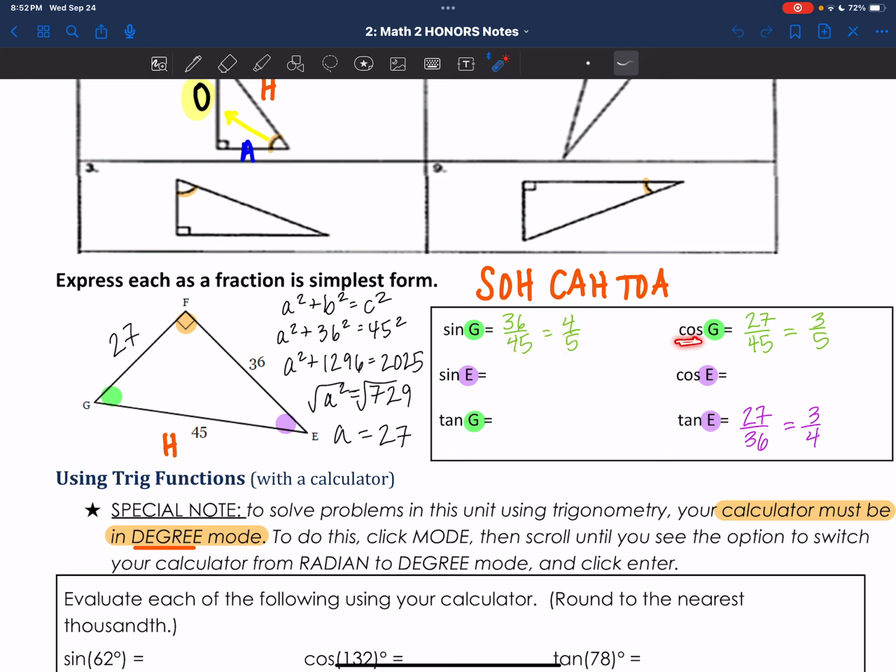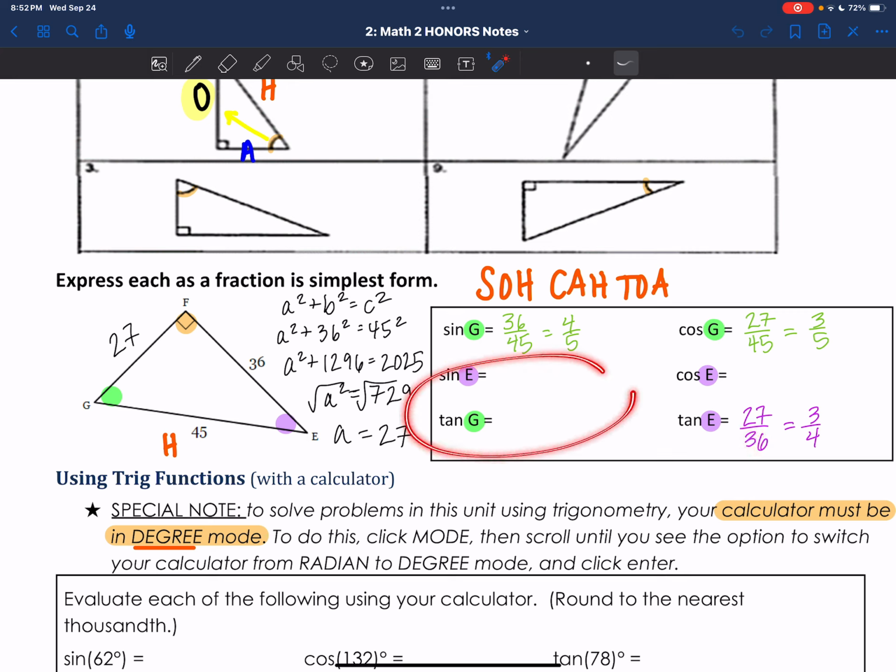Now cosine of G. Cosine is adjacent over hypotenuse. Since we're looking here, this is adjacent because it shares the side, and hypotenuse is always the hypotenuse, which simplifies to 3/5. All right, so now let's look at tangent of E. Tangent is opposite over adjacent, but we're looking over here. Opposite in this case is 27. And then adjacent shares the side, which is 36.